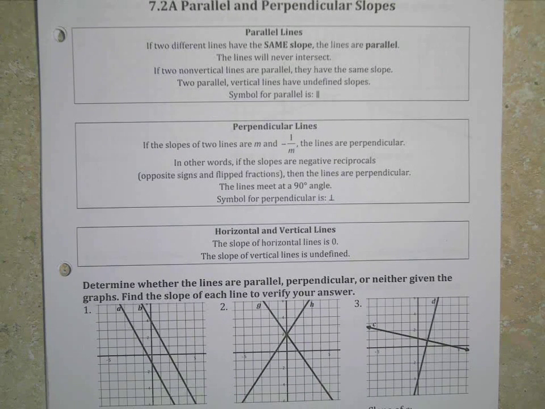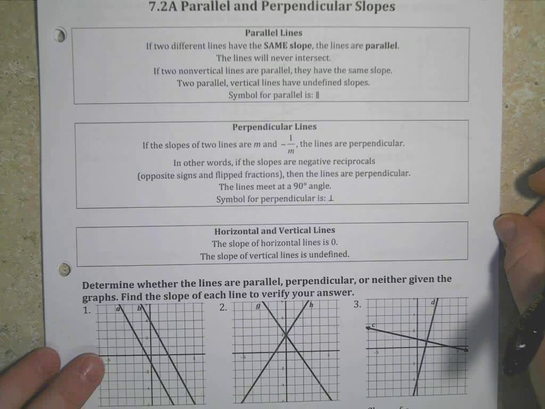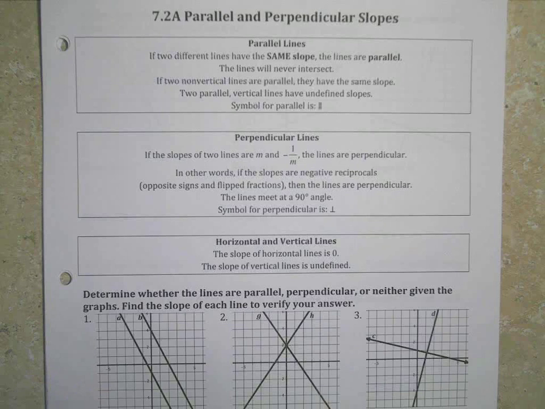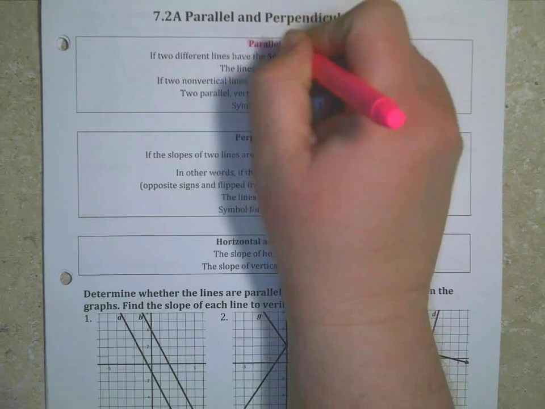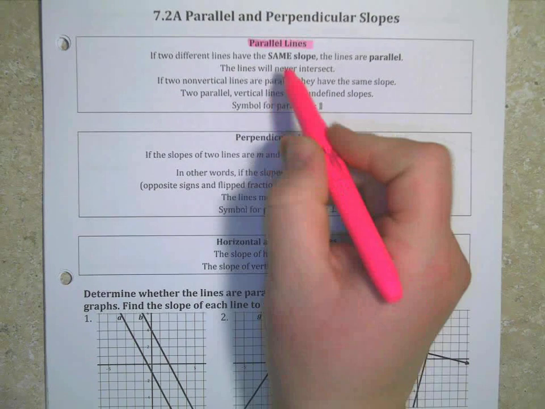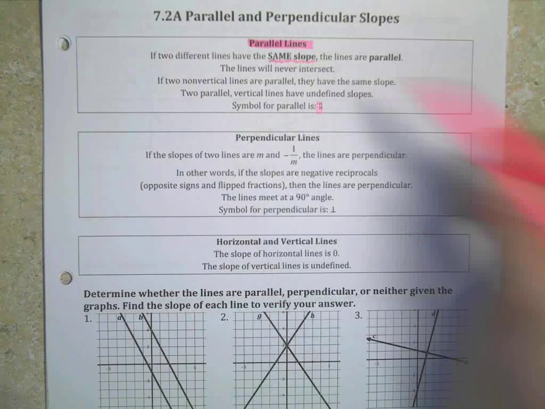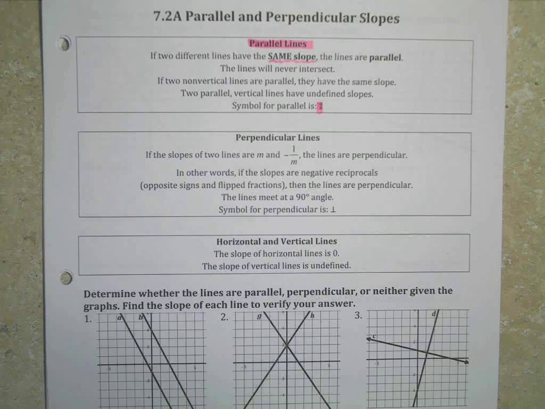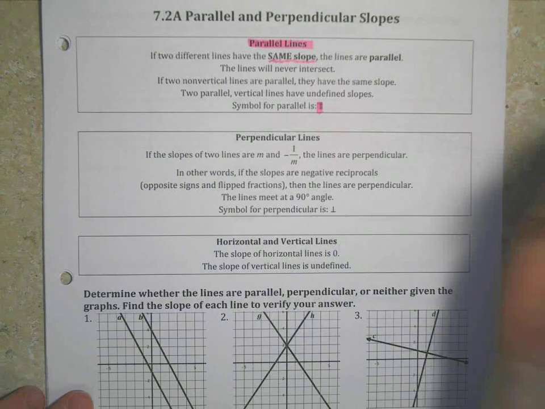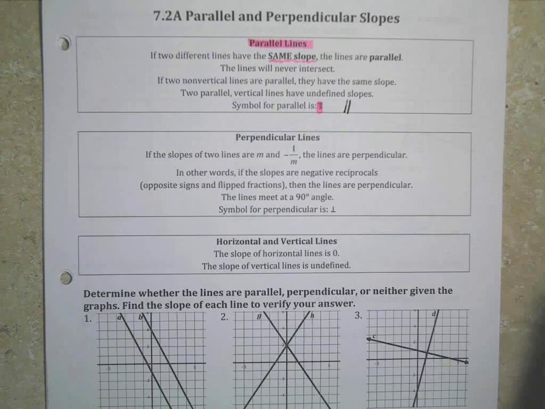All right, today we're going to be talking section 7.2a, parallel and perpendicular slopes. So a couple of important things. If we have parallel lines, they have the same slope. The symbol for parallel is two little lines together by themselves. Often when I write it, mine tend to be a little bit slanty, but it's still the same symbol. Parallel lines never intersect, so that means they're never going to cross.